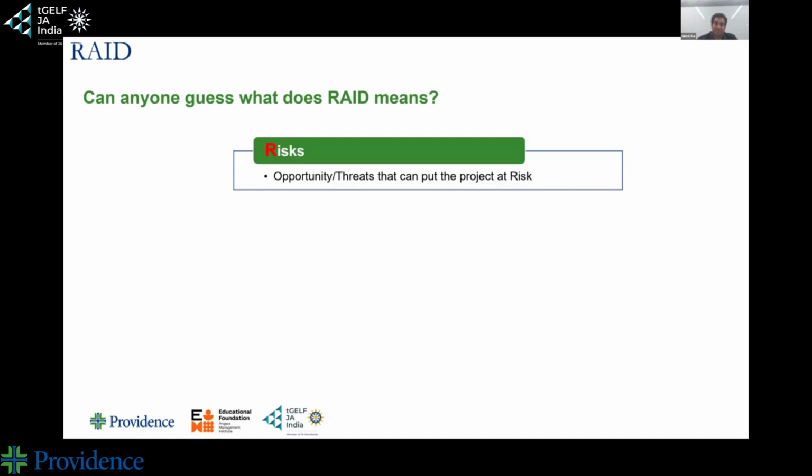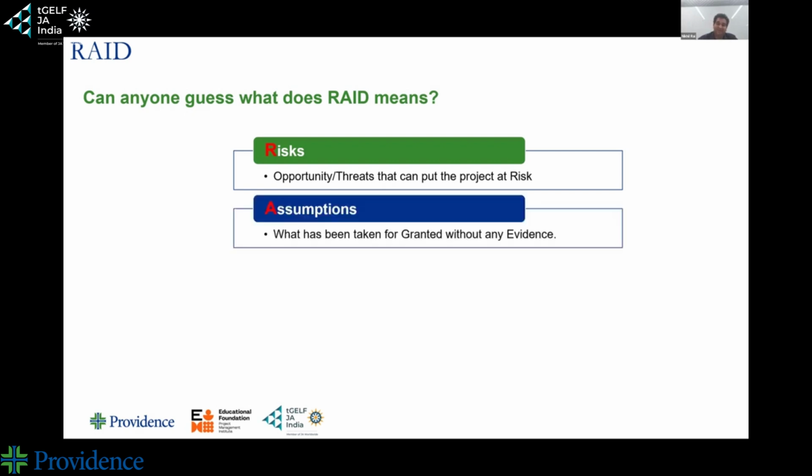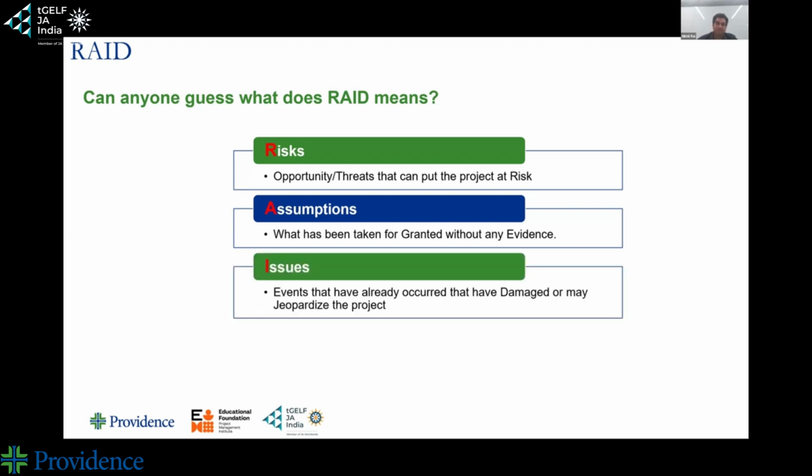So we'll just talk about RAID. I was telling you that a RAID is very, very important. The first word of RAID is risk. We just spoke about the risks. It's basically all the threats and opportunities that can put the project at risk. A is the assumptions, right? So before the risk even happens, you are always making assumptions about what could go wrong, what you're anticipating. These are your assumptions, made without it actually happening, so that you're getting ready to handle a risk or a threat before it actually happens.